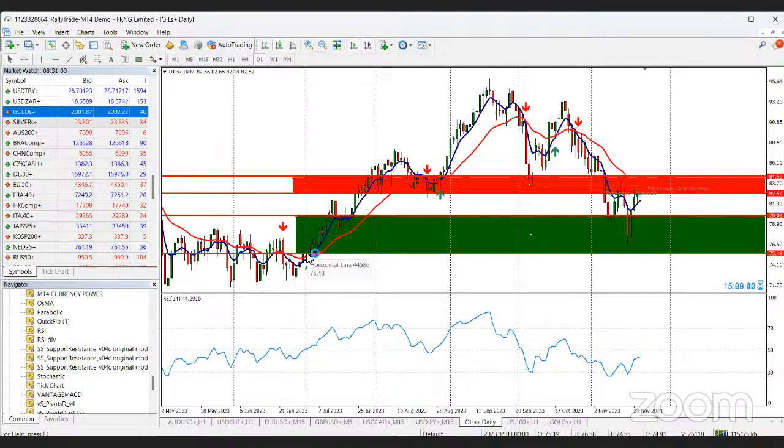Again, 79.93 and 75.48. All right, so that is that for oil. So again, your risk region is 82.51 to 84.51. Take profit region, reward zone: 79.93 and 75.48.